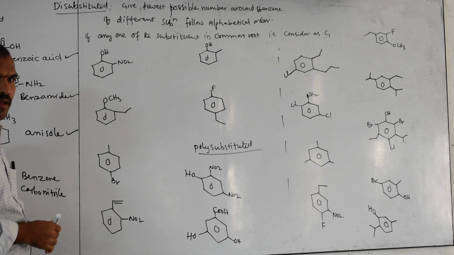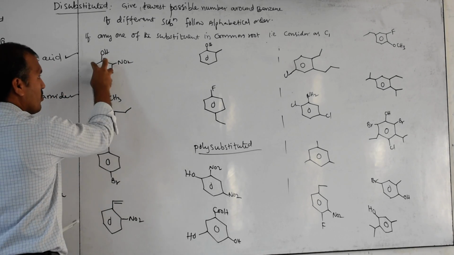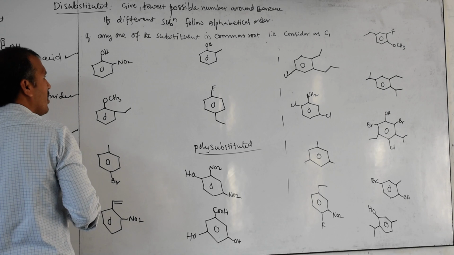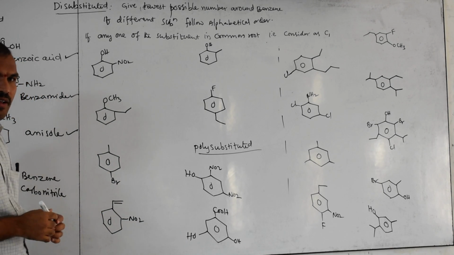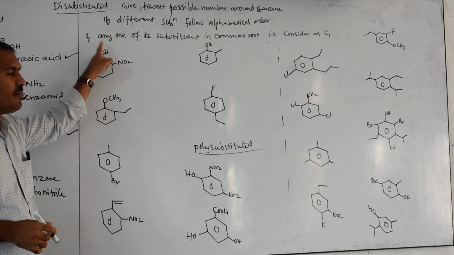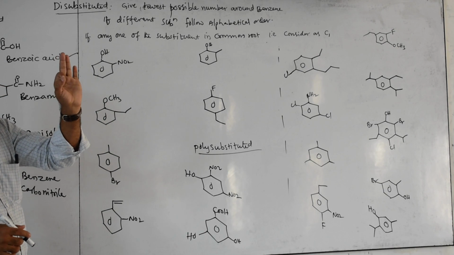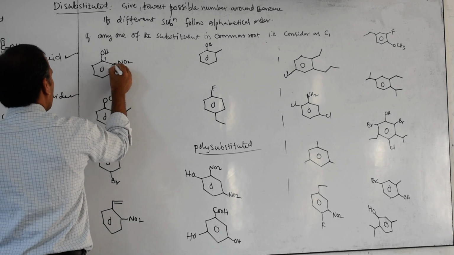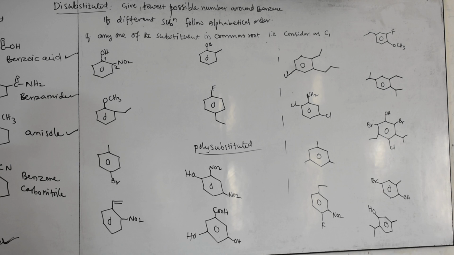IUPAC, give the lowest number. This is the root word. Then numbering: where does numbering start from? This is the functional group, and the functional group gets the least number. So this is 1, this is 2. Name it. How to name it?